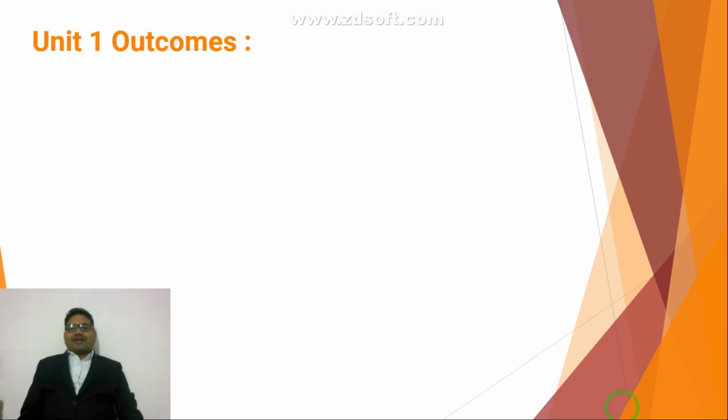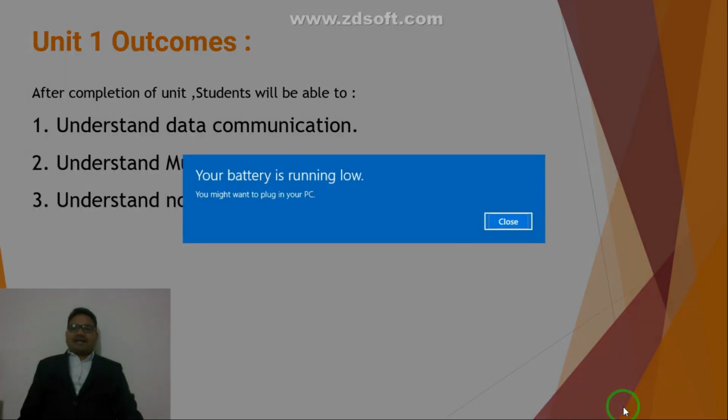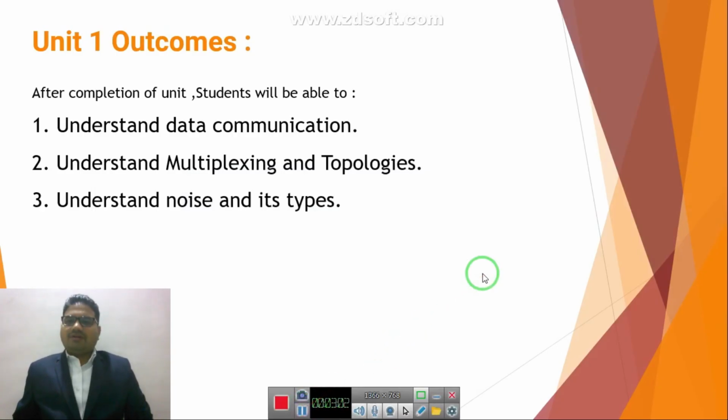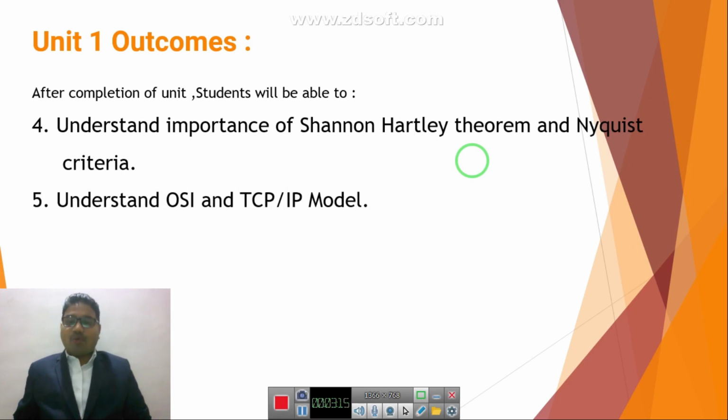On completion of this unit number 1, students would be able to understand data communication. They could understand multiplexing and topologies. They can even recognize the topologies that are used in their colleges and in their labs. They can understand noise. After this, students should understand the importance of the Shannon-Hartley theorem and Nyquist criteria. They understand the Open System Interconnect and TCP/IP model.